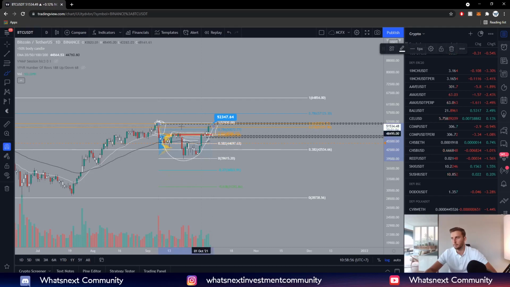So we move up towards the significant resistance, and then we push, we go down, we go to the next area where we previously had resistance, and then we continue upwards if we are going to have bullish momentum.